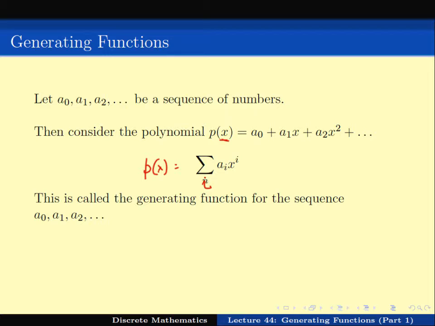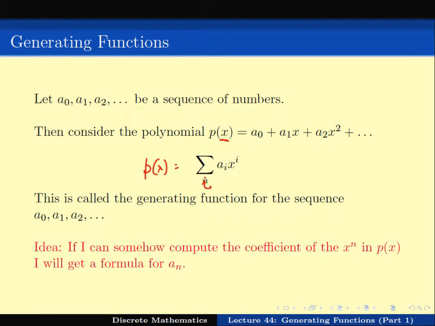But maybe using some nice tricks that we will see in the next video, we might be able to somehow compute the nth coefficient, meaning the coefficient of x power n in this polynomial p of x. And if I can do that, then I will understand that the coefficient of x power n is nothing but an. So I will get a formula for an, which in fact would be the solution for the recurrence relation.